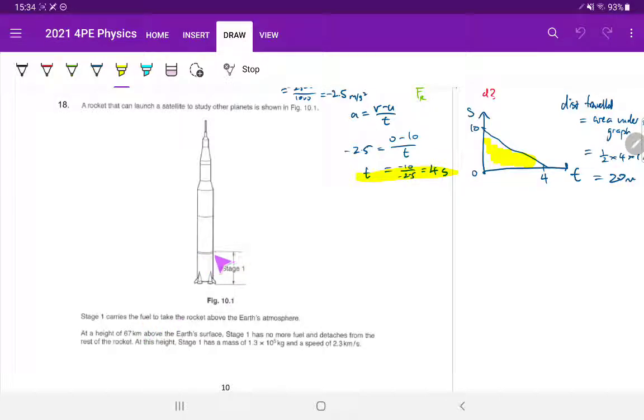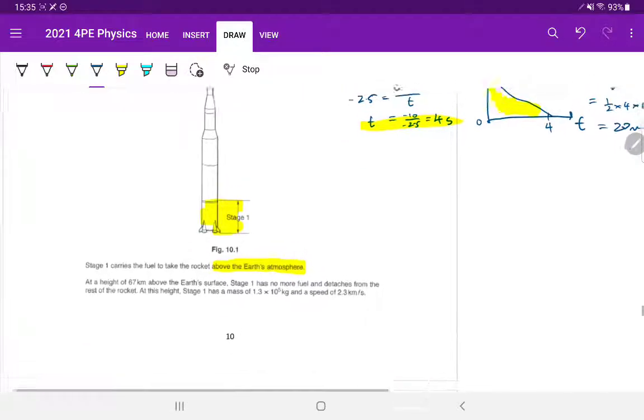The whole question is more or less about stage 1, which is referring to this part of the rocket. It carries fuel to take the rocket above the Earth's atmosphere. Right, so by the time stage 1 is emptied, the rocket is above the Earth's atmosphere. What does that mean? The main thing you need to know is that above the Earth's atmosphere, there is no more air. Okay, it is a vacuum.